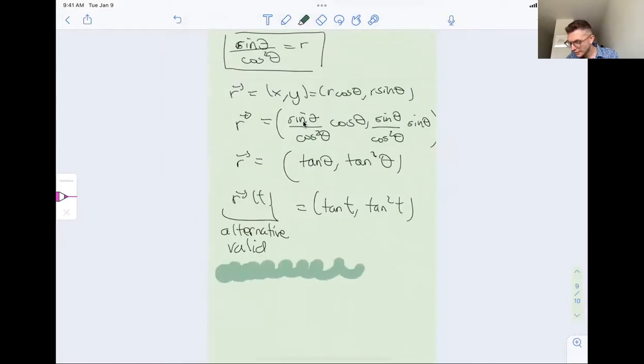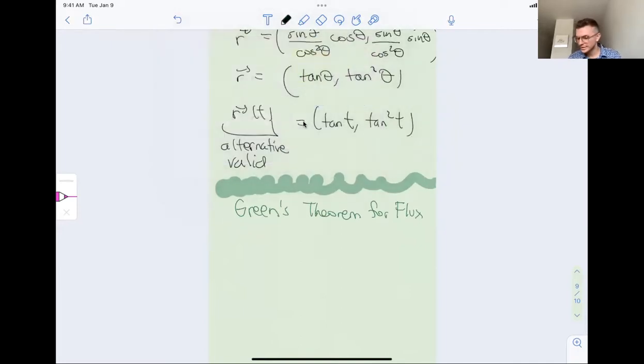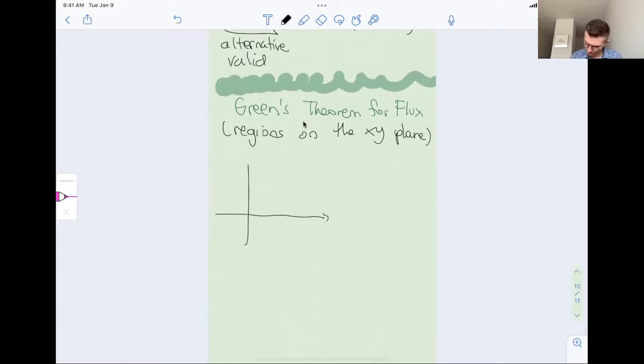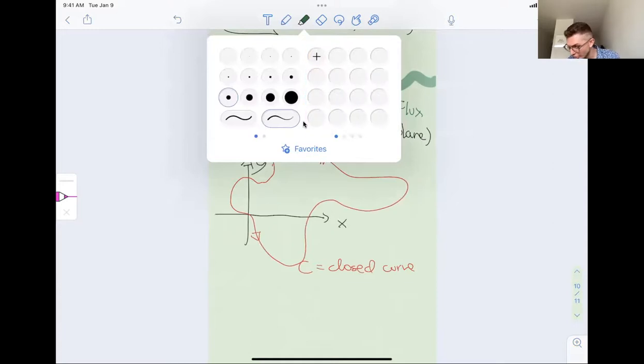But what Green's theorem for flux says is, again, this is for regions on the XY plane. If you have a curve, again, a closed curve, and because it's a closed curve, it encloses some region, right?